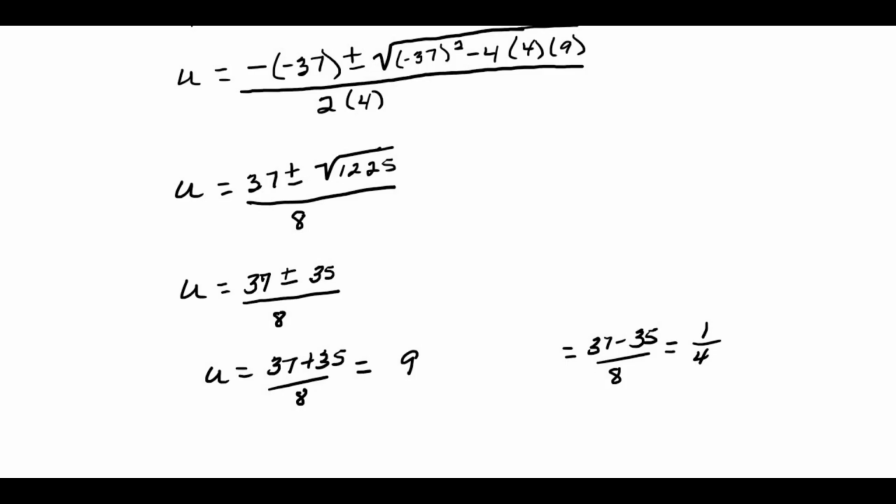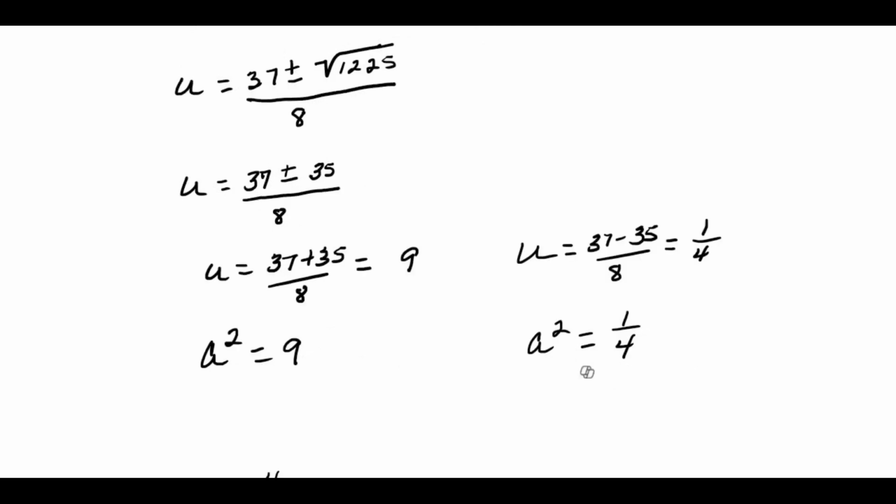And then I substitute a squared back in place of u. So I have a squared equal 9 and a squared equal 1/4. I take the square root of both sides, and there are my answers.